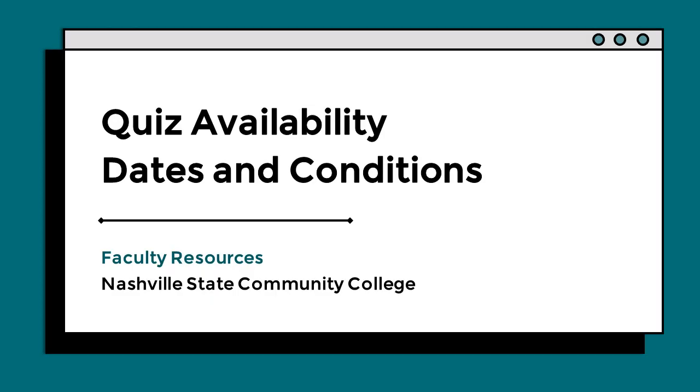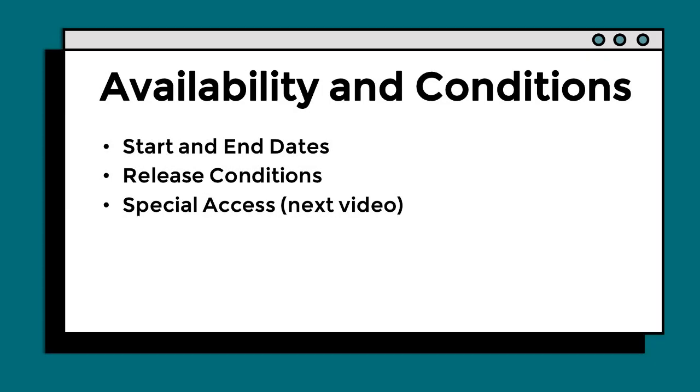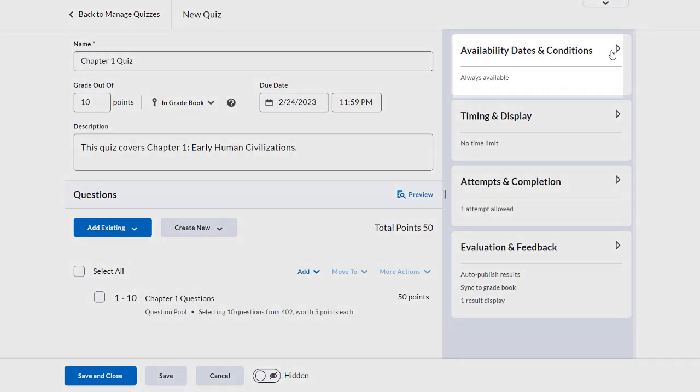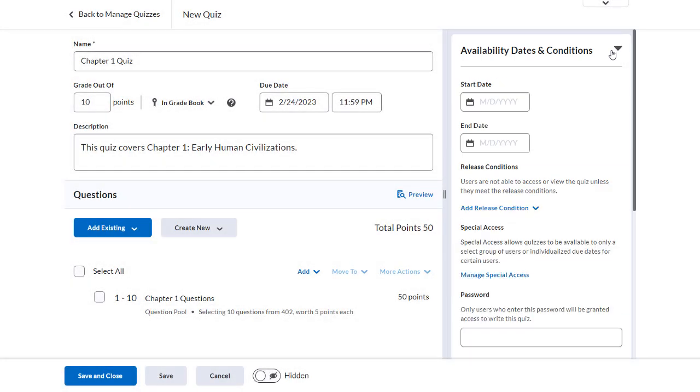Hi, this video will show you how to edit availability dates and conditions for quizzes in D2L. Availability dates and conditions settings allow you to control the quiz start and end dates, set release conditions, and enable special access, which we will cover more in the next video. The Availability and Conditions menu is located on the right sidebar of the quiz editing screen.